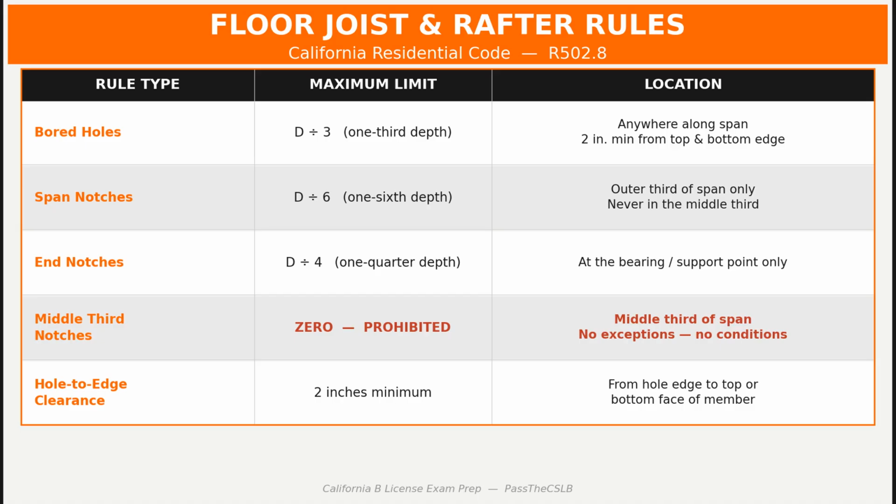The governing code sections are California Residential Code R502.8 and R802.8.1 for floor joists, R602.6 and R602.6.1 for wall studs and top plates, and R802.7 and R802.7.1 for roof rafters. Official preparation resources consistently identify this as a priority area for the General B trade examination, and once you understand why these numbers exist, you will own them permanently.